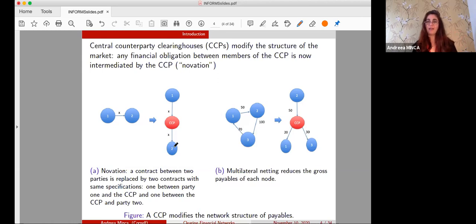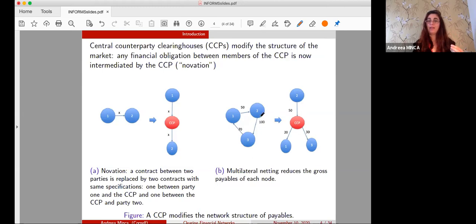And one of the effects that this is going to have, for example, if you have a cycle in the network, so if we look at this example, 1 owes to 2 and 2 owes to 3 and 3 owes back to 1, when each of these contracts is going to be replaced by the contract to the CCP and from the CCP, and we aggregate all of this over this entire network of contracts, what will happen is that we are going to have a star network, where node 2 here is going to owe to the CCP, and the CCP is going to owe node 1 and node 3.